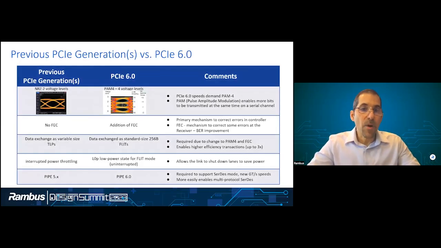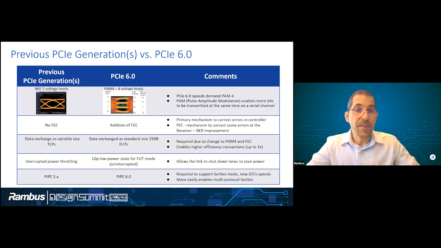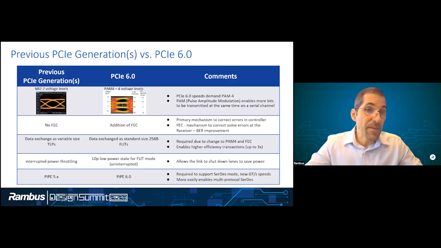Real briefly, I want to show you this slide here in particular to show you the actual physical aspects of the data eye itself. The image on the left is Gen 5, which is NRZ. So you can see that eye diagram, pretty wide, pretty open. Moves to the Gen 6, moves to PAM4. Gen 7 will be PAM4 as well. Pulse amplitude modulation is what PAM stands for.